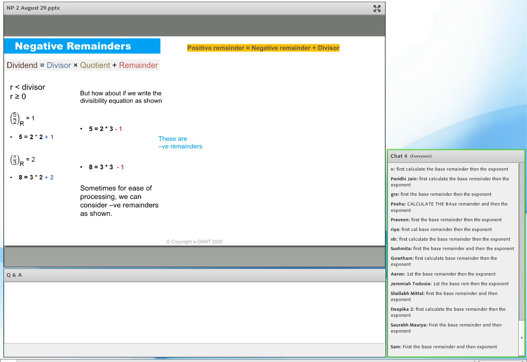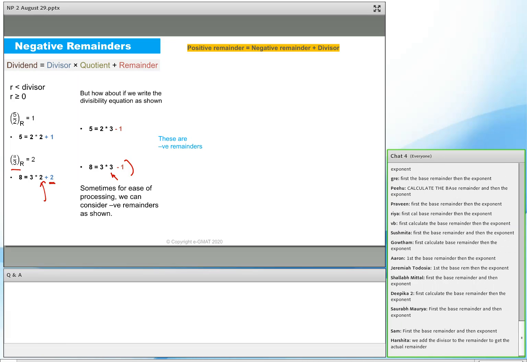Let's take another example. When I divide 8 by 3, I get a remainder of 2. However, that is when I take the quotient to be 2. What if I take the quotient to be 3? I get a remainder of -1. Negative remainders are very, very helpful to solve intermediate steps in questions. But how to use negative remainders and when to arrive at a negative remainder? You already can calculate a positive remainder. When I give you 5 by 2 or 8 by 3, you can calculate the positive remainder.